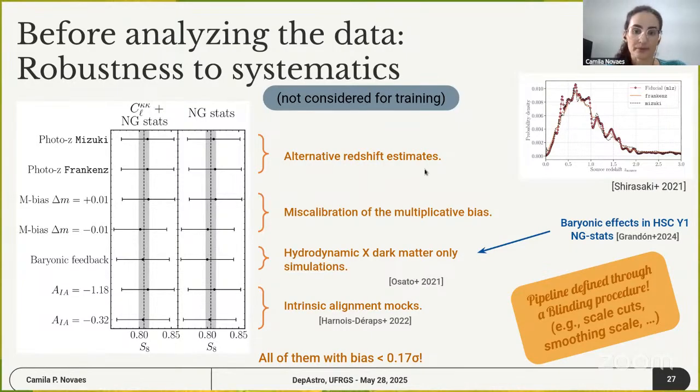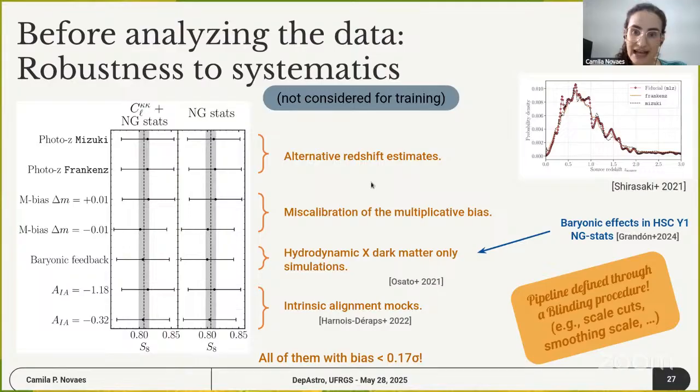So, for example, this plot here shows the distribution of the redshift of the sources producing this convergence field. And depending on how you calculate the redshift of the sources, you have a different distribution of redshift. So what happens if I train my model with simulations, and then I discover that at the end, your data is not following this distribution, but it is following this other distribution.